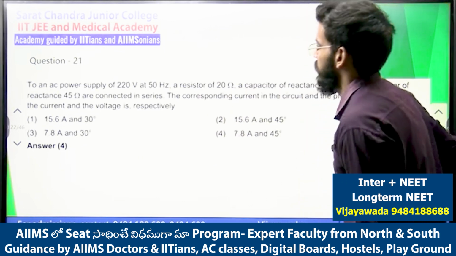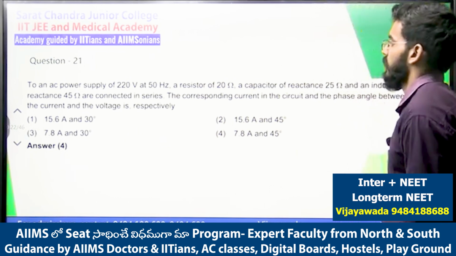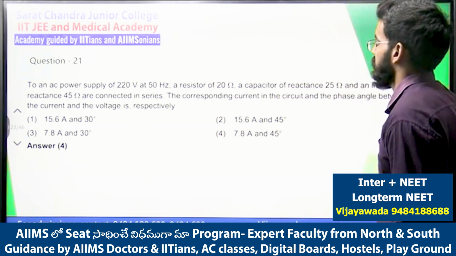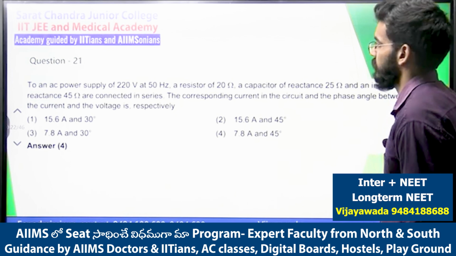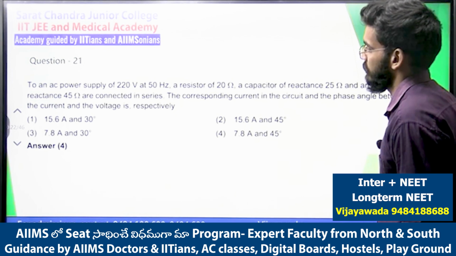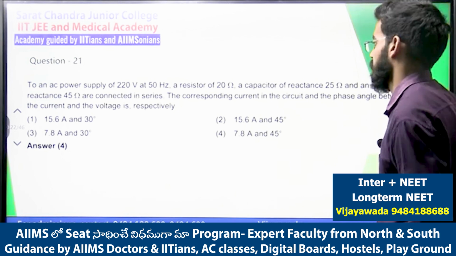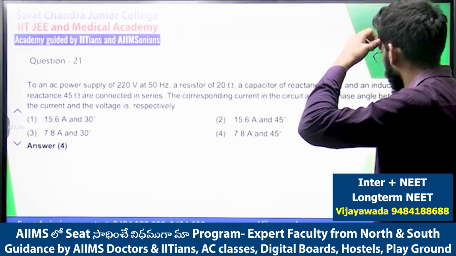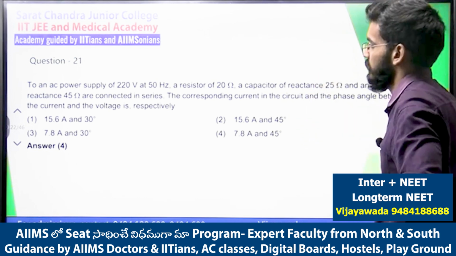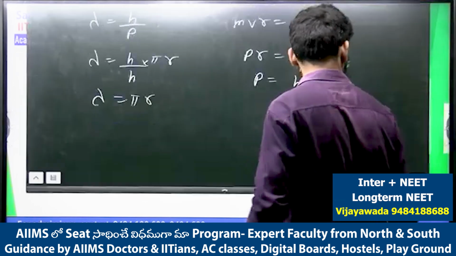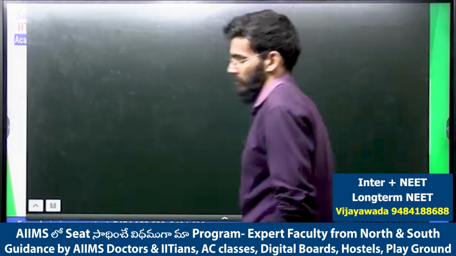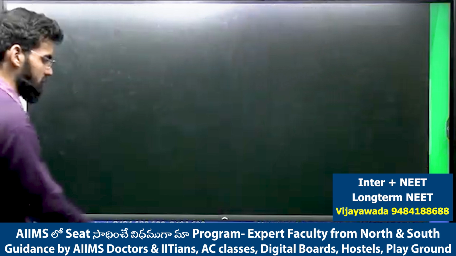2021. To an AC power supply of 220 volt at 50 hertz, a resistor of 20 ohm, capacitor of resistance 25 ohm, and inductor of resistance 45 ohm are connected in series. The corresponding current in the circuit and the phase angle between the current and the voltage is. Okay, so we will go with what? Formula. What is he asking?